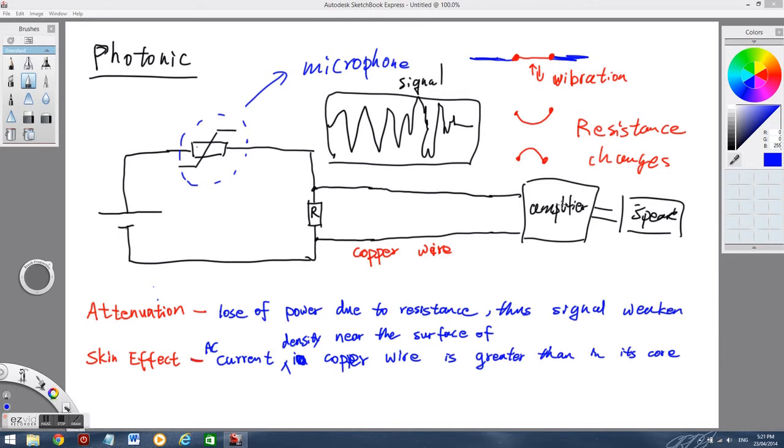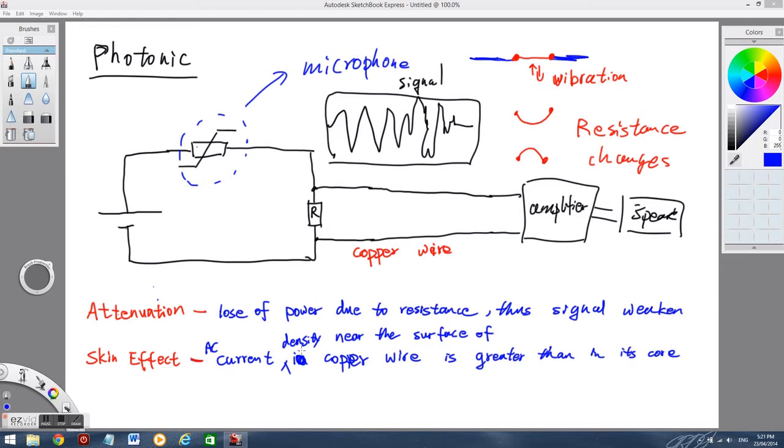Then when it travels to the amplifier 10 kilometers away, the amplifier amplifies it, but we can't hear a clear sound. Okay? This is called attenuation. Now, another problem is the skin effect. What happens is in copper wire, the AC current, the signal is basically AC.